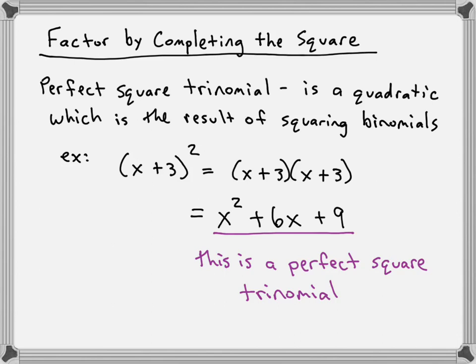So for an example, what we have right there on the screen, we have the binomial x plus 3 squared, which is x plus 3 times x plus 3, which if we multiplied that out, that would yield the trinomial x squared plus 6x plus 9. That trinomial is considered a perfect square trinomial because it resulted from squaring this binomial right there.